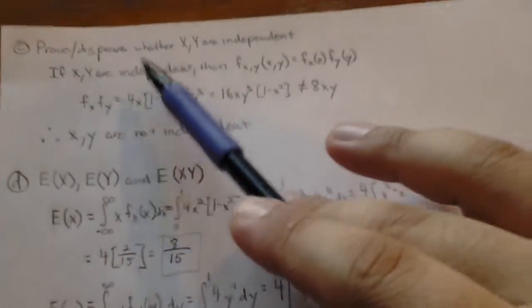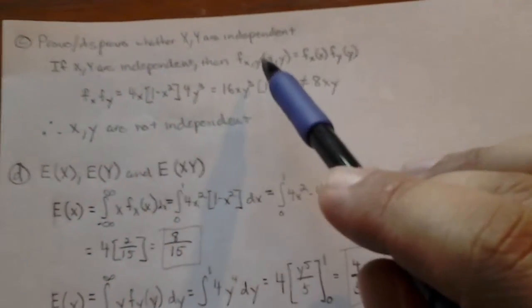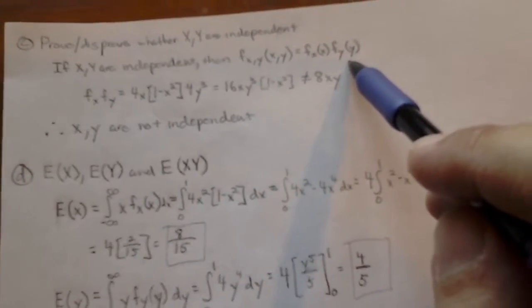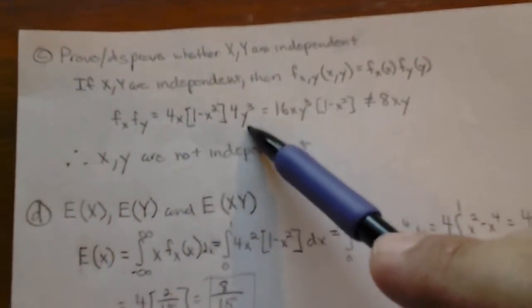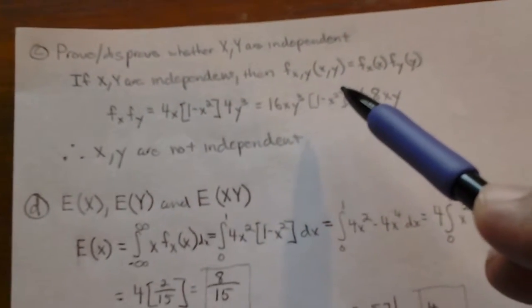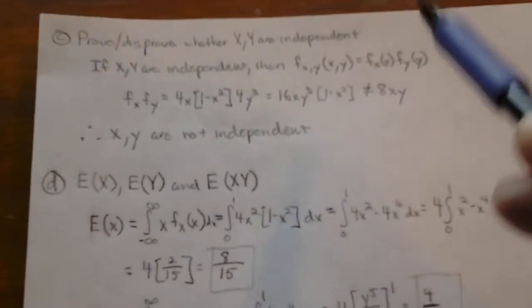Now, for part C, we have to determine whether x and y are independent. We're told that if x and y were independent, then the joint density function should equal the product of the two marginals. So if we take these two formulas right here and multiply them out, if they were independent, we would hope to get this formula here. So we do that. And what we get is 16xy cubed times 1 minus x squared, which obviously is not equal to 8xy. Hence, x and y are not independent.